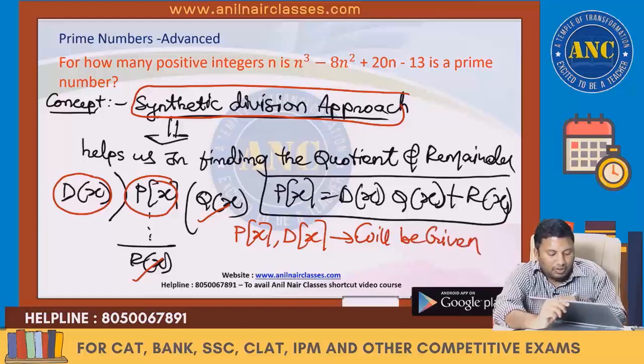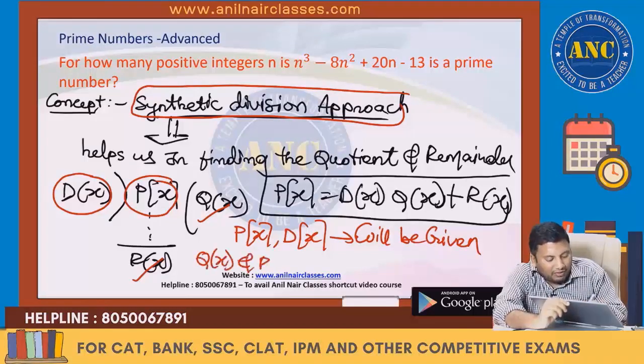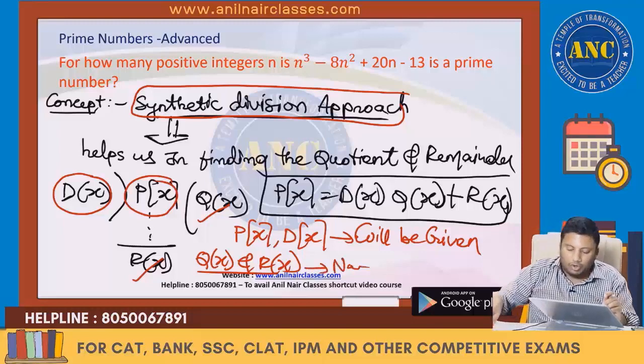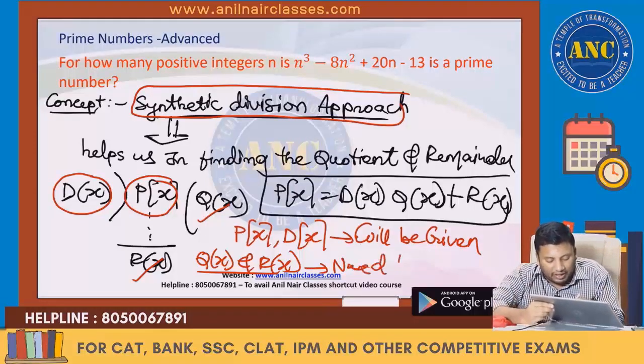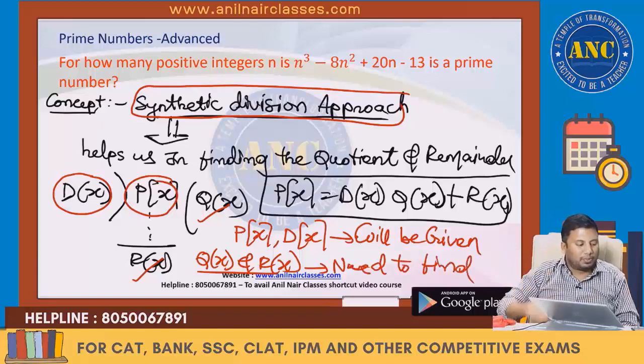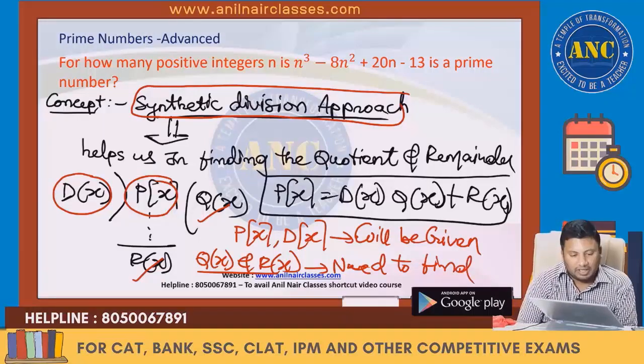If these two will be given, we have to determine q of x and r of x, the quotient and the remainder. We need to find both of these. How to find them? We will see using an approach, and not only this example, other examples also we will take.